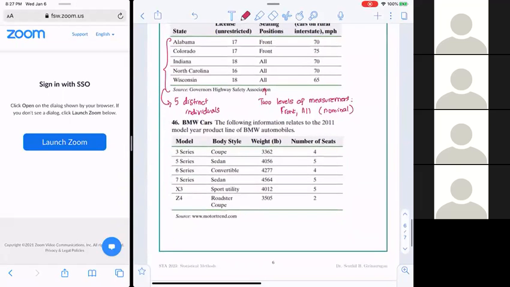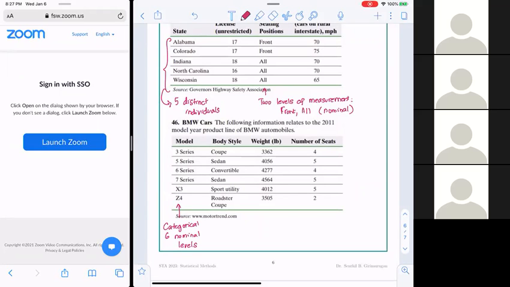In the next table, we have 4 different variables. And the first one is the model of a BMW car. And they are measured in 6 levels: the 3 series, the 5 series, 6 series, 7 series, X3, and Z4. So the first one is categorical, and it has 6 nominal levels.